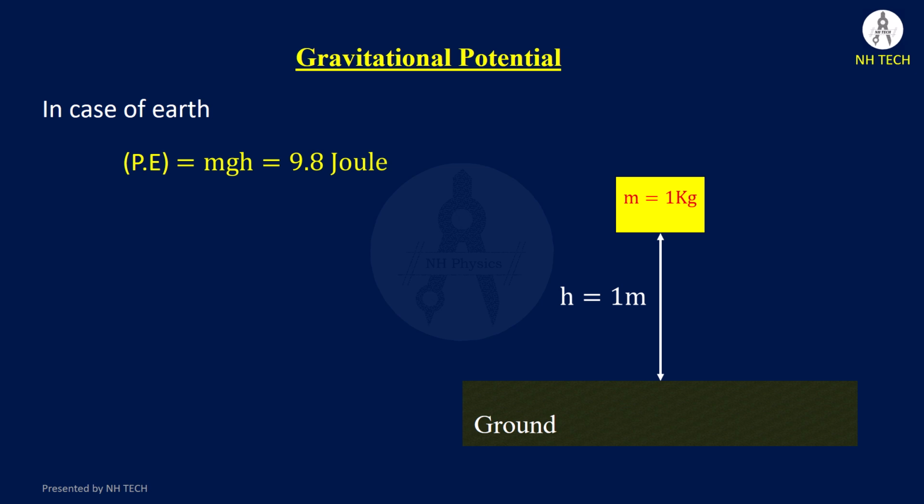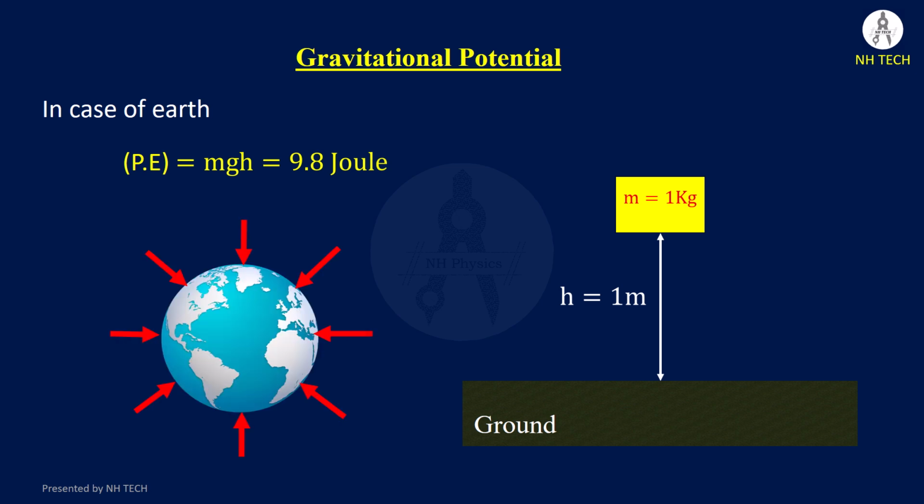But where does this energy come from? It comes from the work we do while lifting the object. This gained energy is stored due to the gravitational field of the Earth. If there were no gravitational field, there would be no potential energy. So remember this important point: wherever there is a field, there is a possibility of work being done.